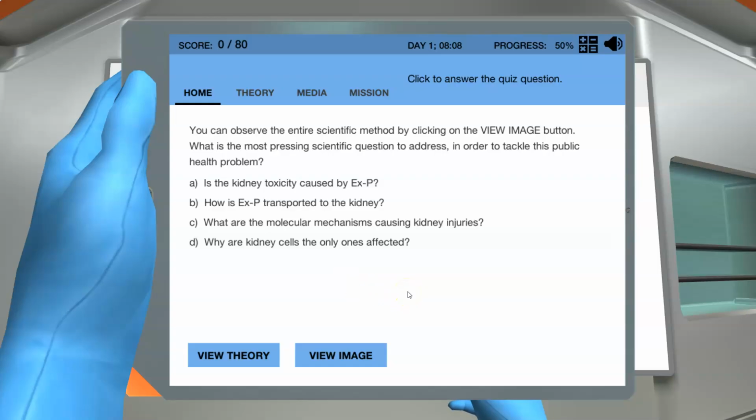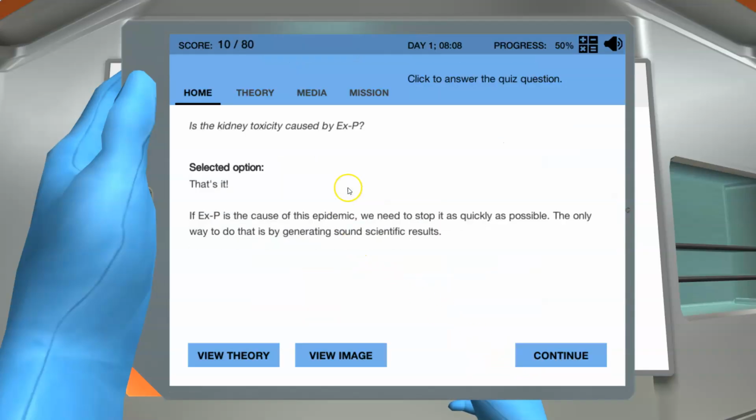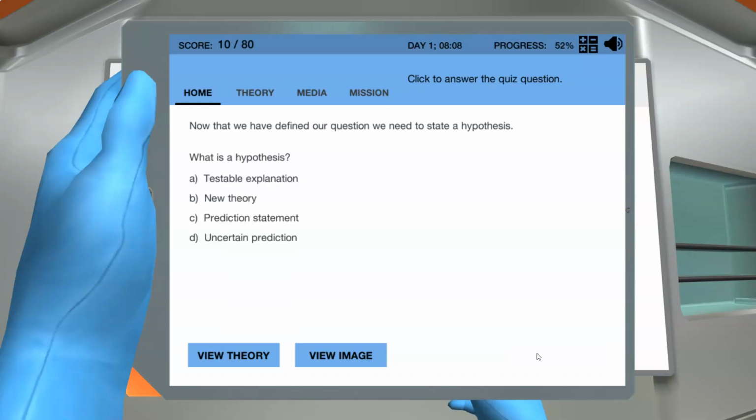What is the most pressing scientific question to address, in order to tackle this public health problem? That's it. If XP is the cause of this epidemic, we need to stop it as quickly as possible. The only way to do that is by generating sound scientific results. Now that we have defined our question, we need to state a hypothesis.